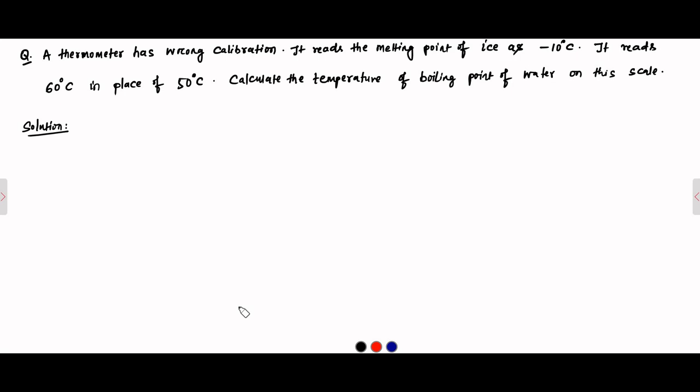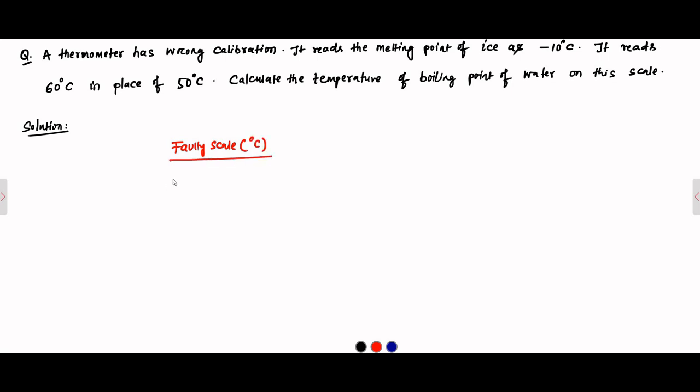First, we have to understand that everything is given in terms of degrees Celsius, the wrong reading and also the right reading. Here again we have to use the basic interconversion formula, where again I am writing it from scratch so that you understand. Let's say we have the faulty scale, which is in degrees Celsius.